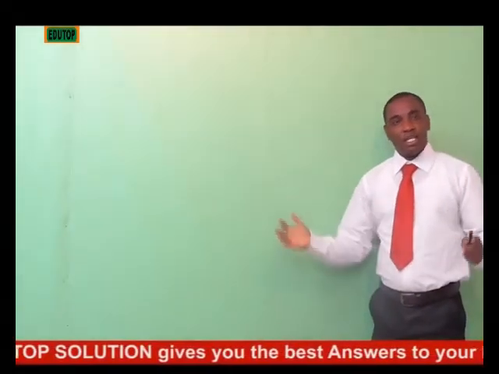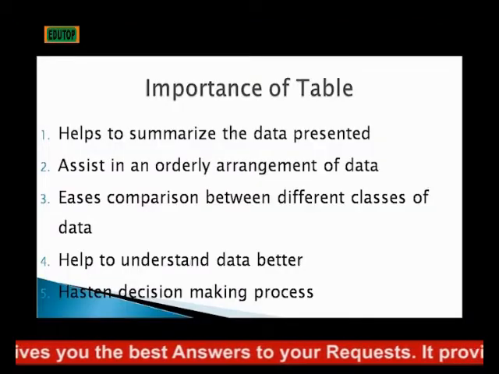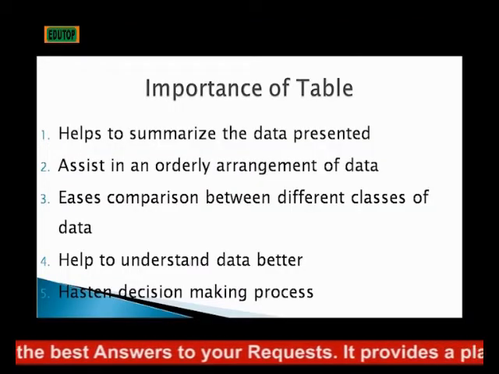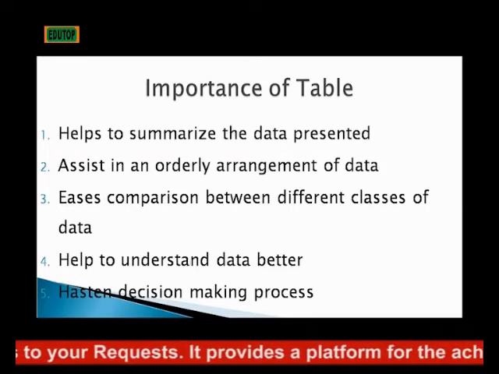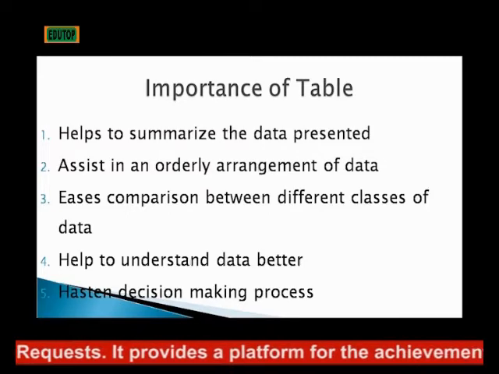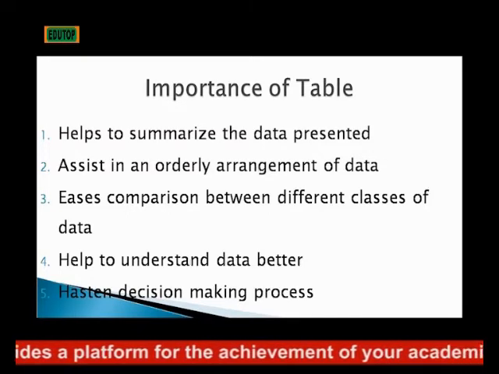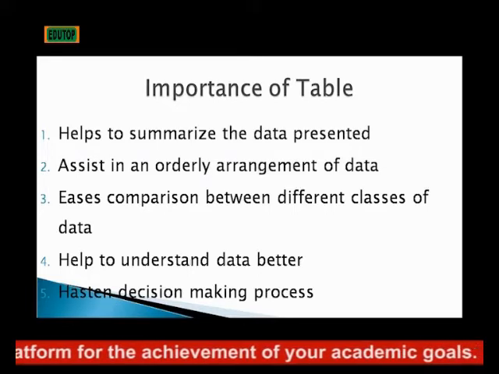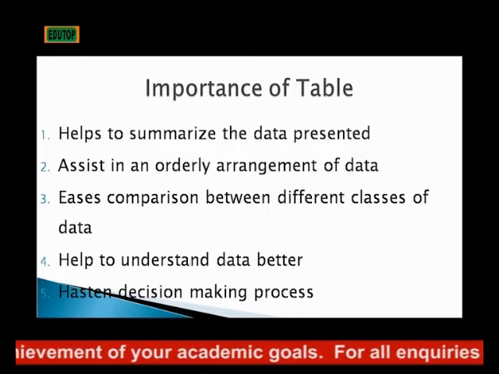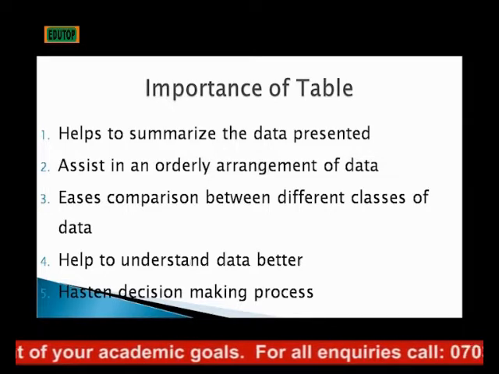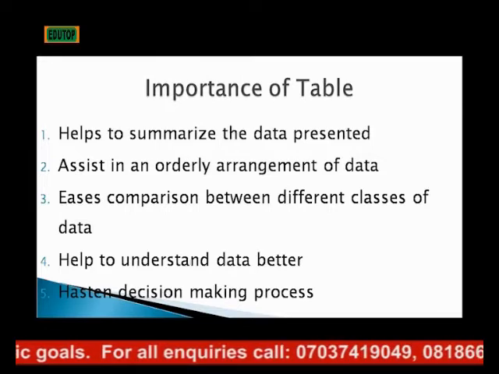Then let's look at the importance of table. What are the importance of table? Table helps us to summarize the whole data. We can have a voluminous data, but when we present it in a table, it will make it in kind of summary. It will give us a clearer picture of the data. Another importance is that it assists in an orderly arrangement of data. It helps us to arrange the data orderly, one after the other, and to make it clearer.